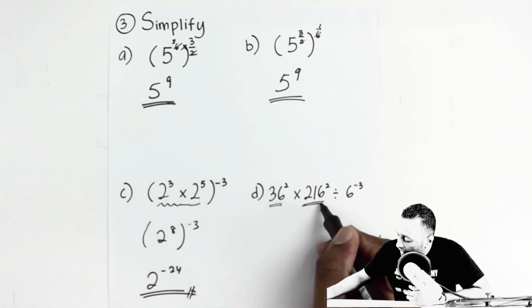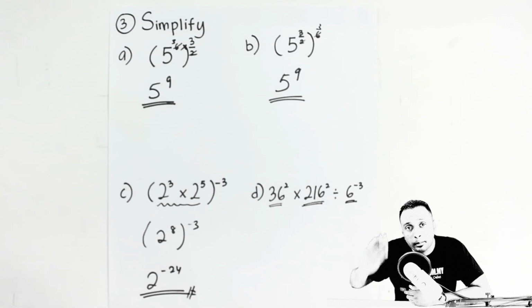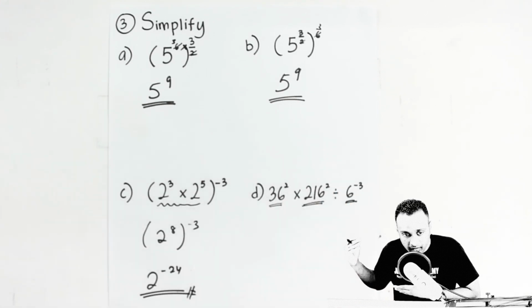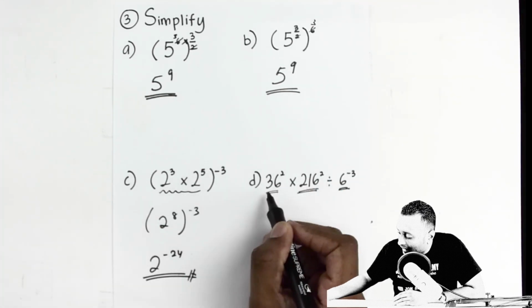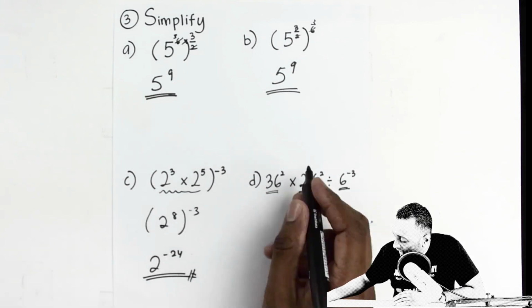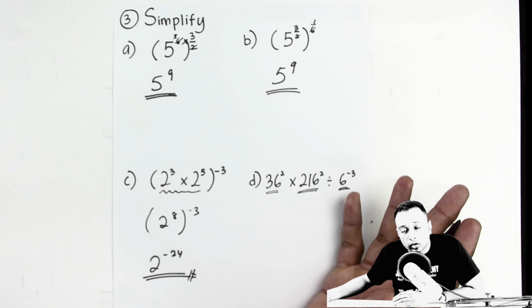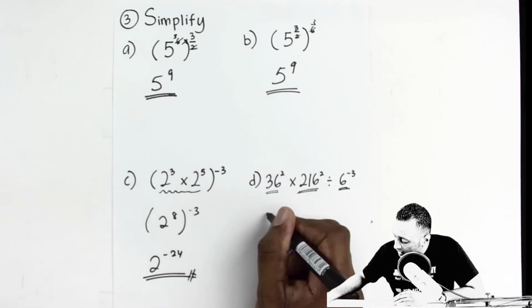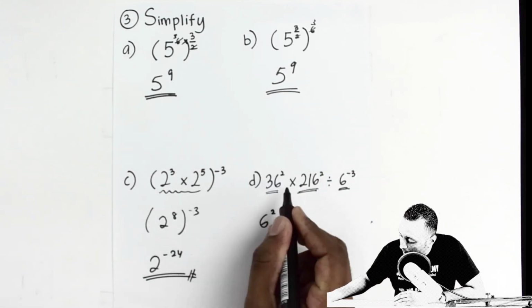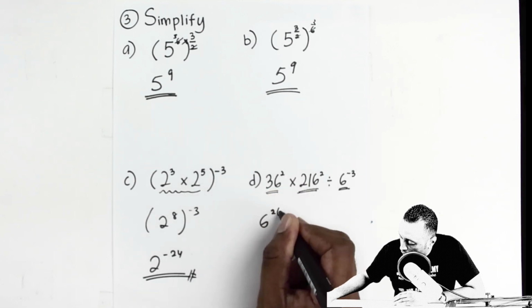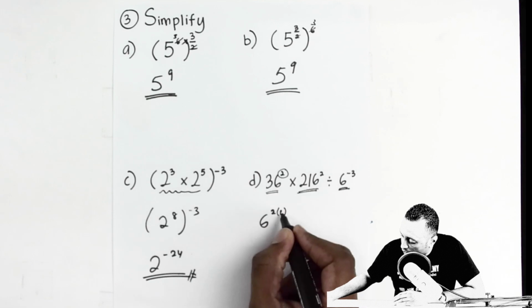36, 216 and 6, are they same base? No, so we need to change the base become what? Same. Then only we can apply the law of indices. So what we're gonna do now is we're gonna make the base become same. So how do we do that? Okay, 6, 216, 36. I think we can change all to the base 6. So 6 power 2 will be 36, and outside here got 2. So here I will write 2. This 2 is this one in the bracket.